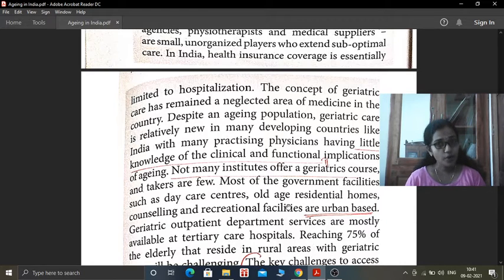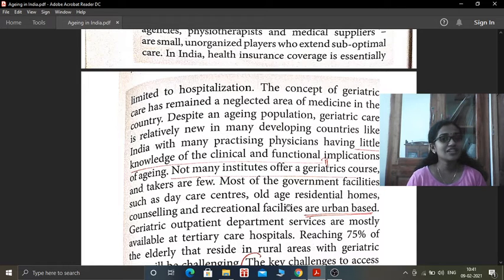Anyway, our point is most of the health insurance policies do not provide coverage for hospitalization. So this is a basic problem because after some age the elderly people have to be frequently admitted in hospitals. So in that case, if such policies are available for the elderly people, and if they cover the expenses of their hospitalization, it will be a great boon for them.